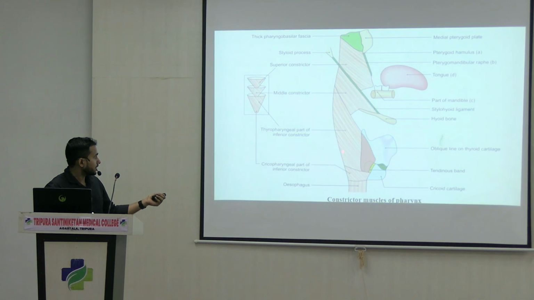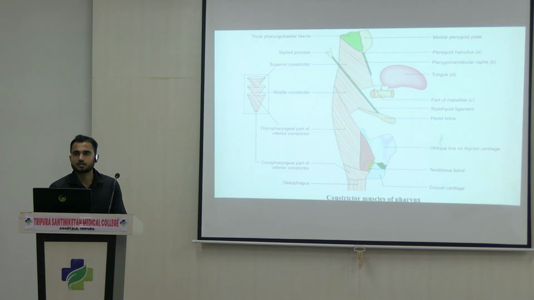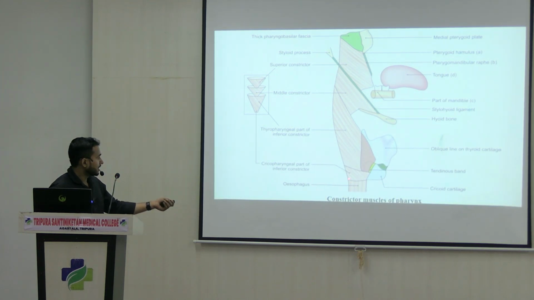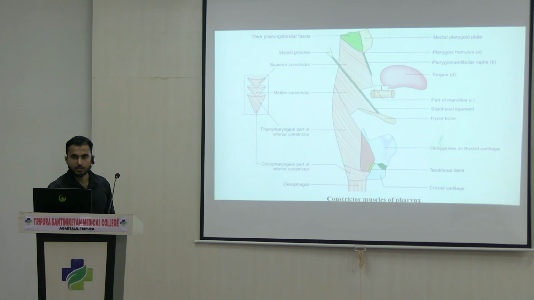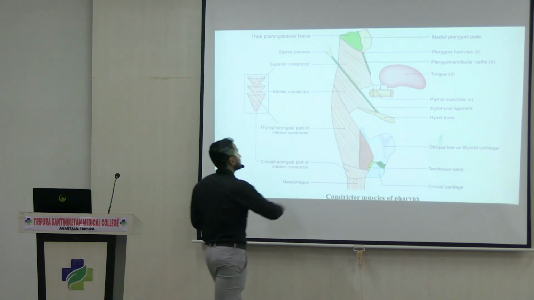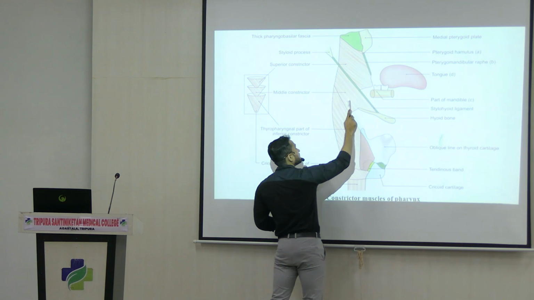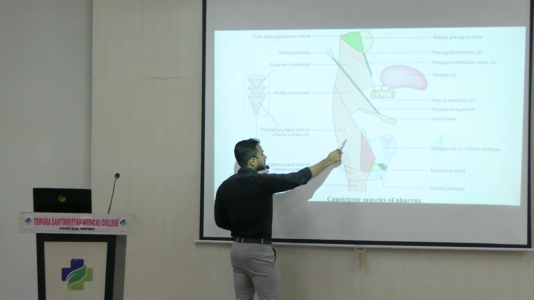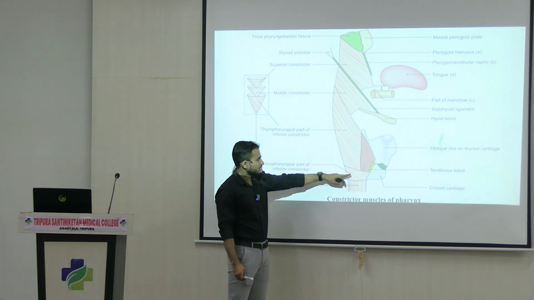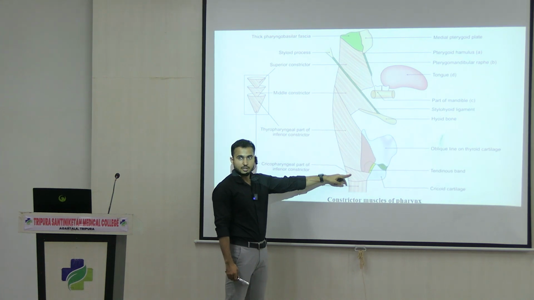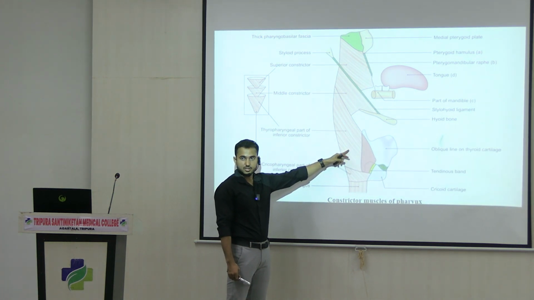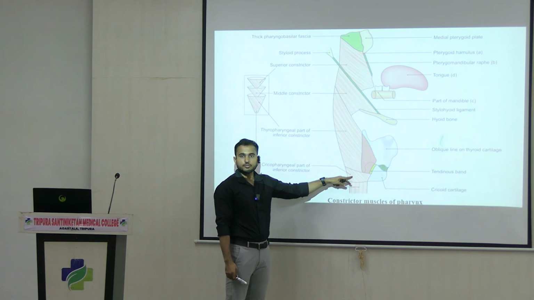Next, if you go, this is the inferior constrictor. Now, the inferior constrictor is again divided into 2 parts. As you can see, this is the thyropharyngeus part and this is the cricopharyngeus part. So this is the superior constrictor, this is the middle constrictor, and this is the inferior constrictor. The inferior constrictor has 2 parts: the upper part is called thyropharyngeus, and the lower part is called cricopharyngeus.